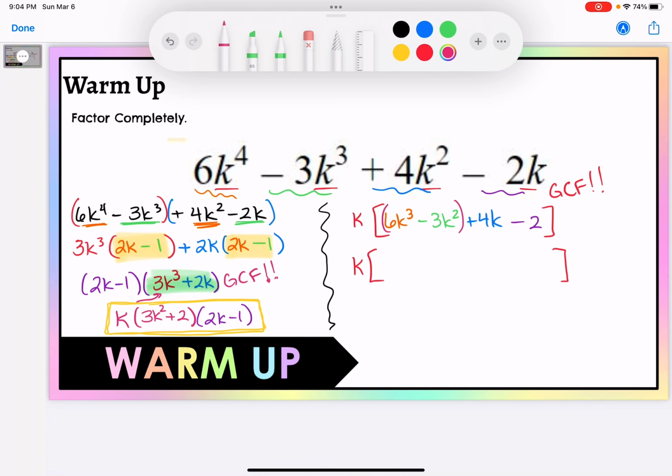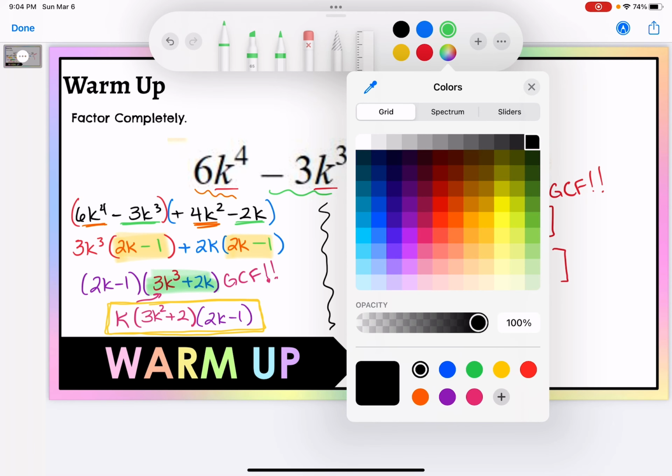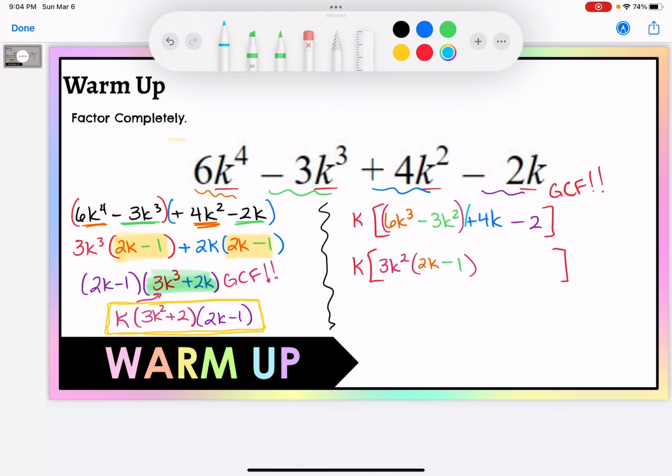My GCF of these two now becomes 3k squared. Notice last time it was 3k to the third. Now it's only 3k squared. And that would be multiplied by 2k minus 1, just like last time. And then my second set of parentheses, here we go, 4k minus 2. So now, again, my GCF on this is +2. Again, not -2, because I want it to match exactly.